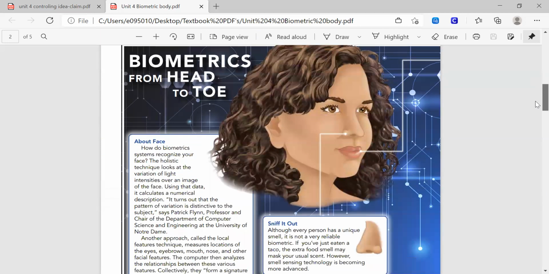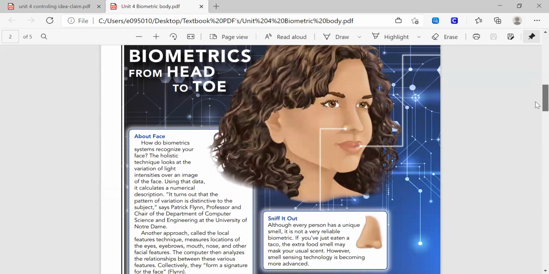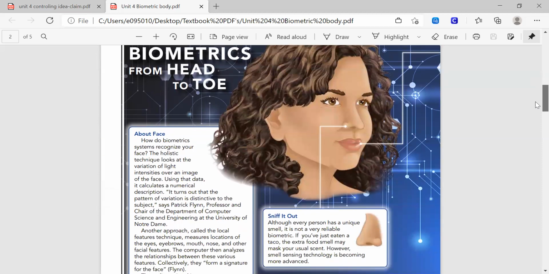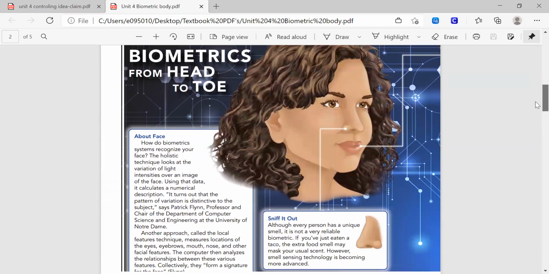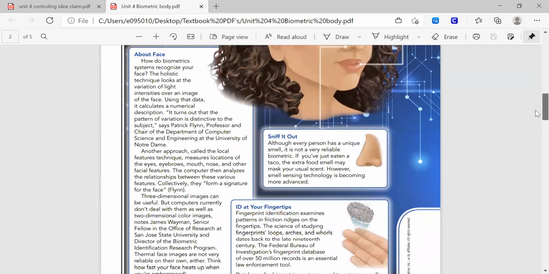So we've got biometrics from head to toe. I've got a picture of a face. It looks like a woman's face. How do biometric systems recognize your face? The holistic technique looks at the variation of light intensities over an image of the face.